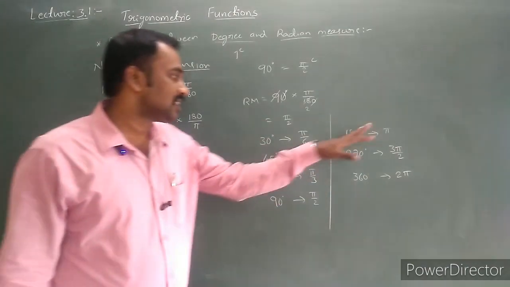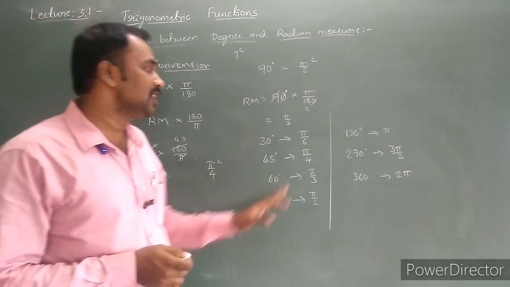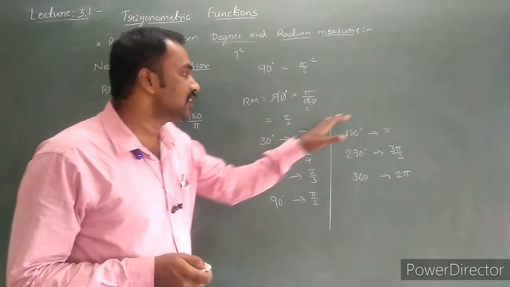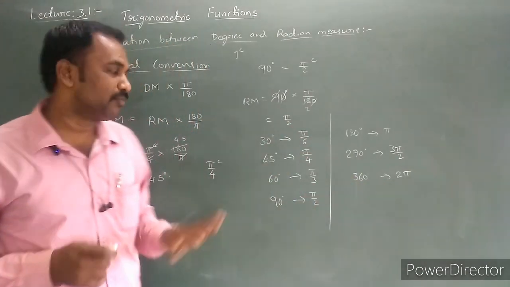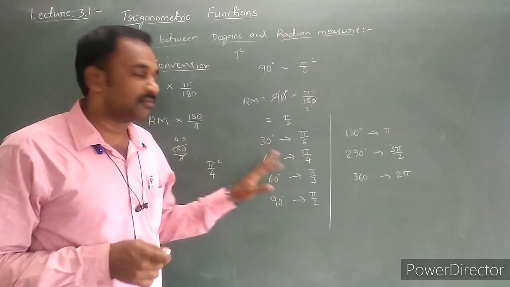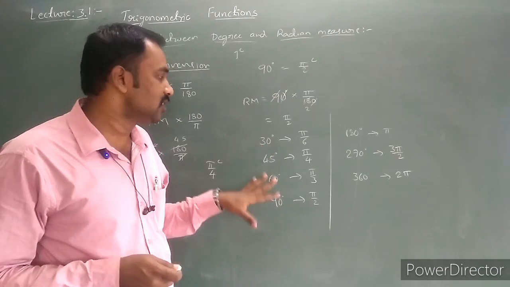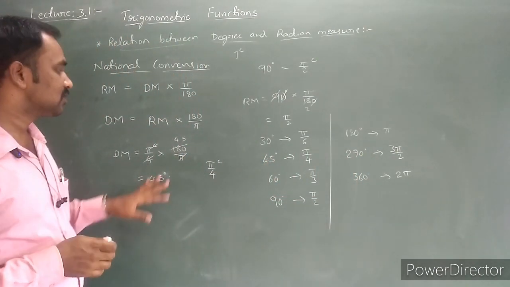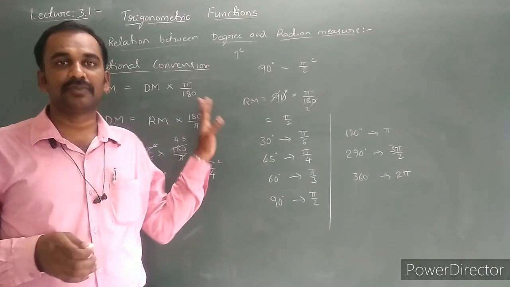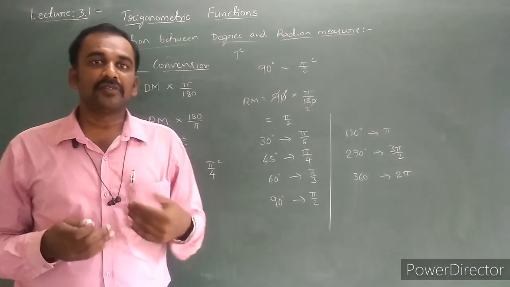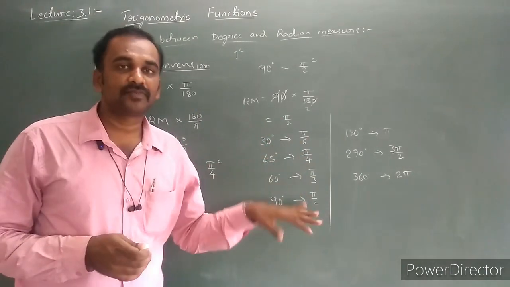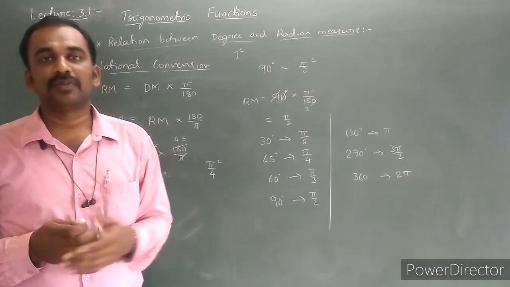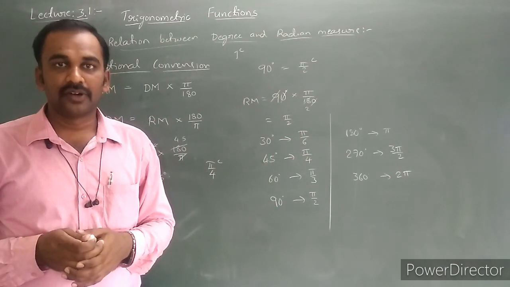These are the standard angles. You have to compulsorily remember the degree measure as well as the radian measure. They are the same, only the notation is different. Remember everything discussed in this video. The remaining things will be explained in the next video. Okay. Thank you.